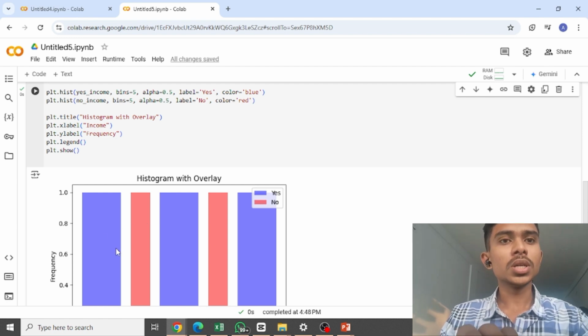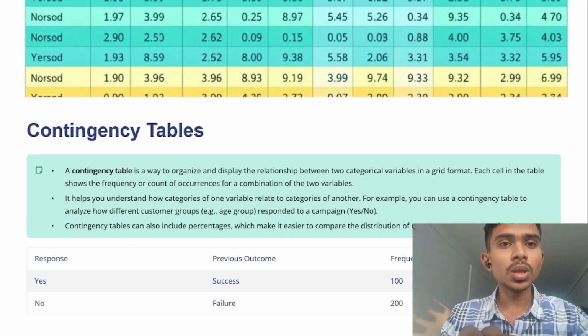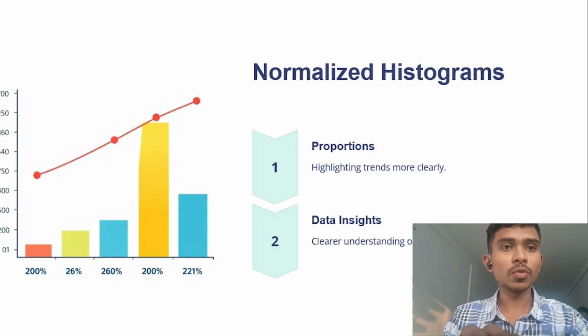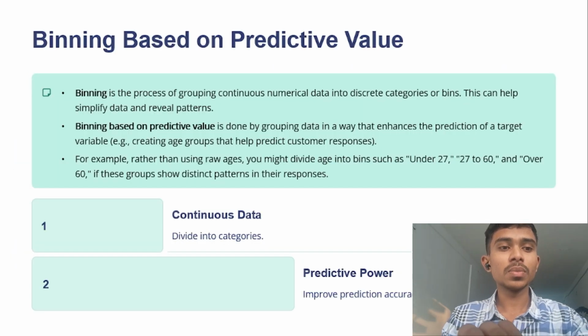The histogram shows income distribution for yes and no responses. The overlapping bars make it easy to compare their ranges and frequencies. This is all about the histograms. Histograms with overlays are great for comparing distributions.